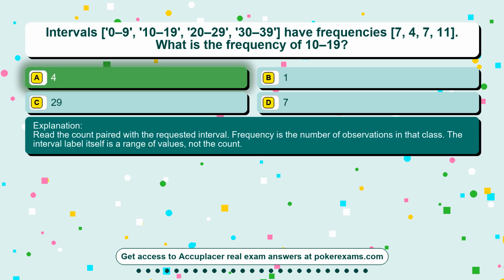Read the count paired with the requested interval. Frequency is the number of observations in that class. The interval label itself is a range of values, not the count.